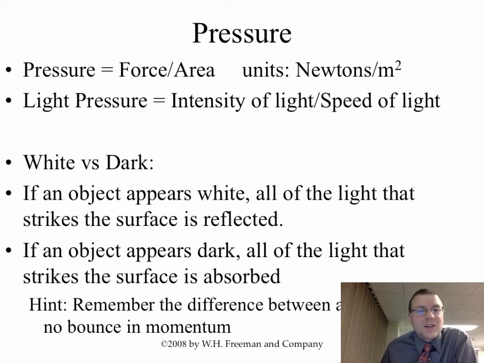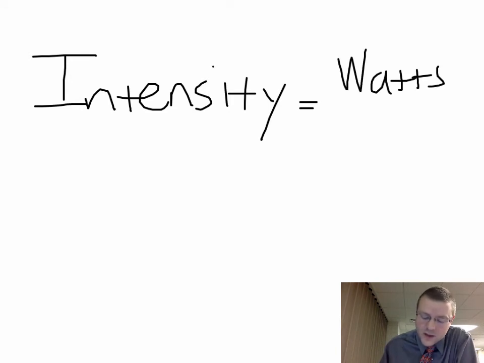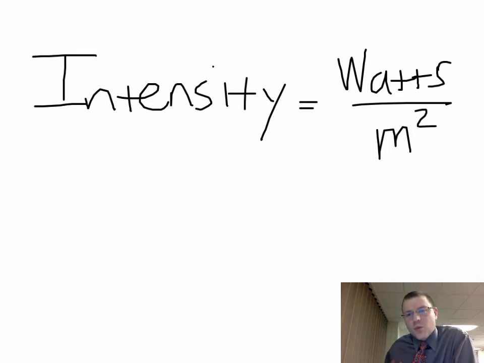The way we can calculate the light pressure here is the intensity of light divided by the speed of light. So what do I mean by the intensity of light? What I mean is, what are the watts of power delivered to every square meter? So remember, watts are joules per second. So if you look at the intensity of the sun, it puts out a certain amount of wattage for every square meter on the surface of the earth.